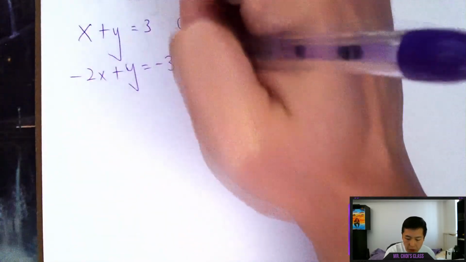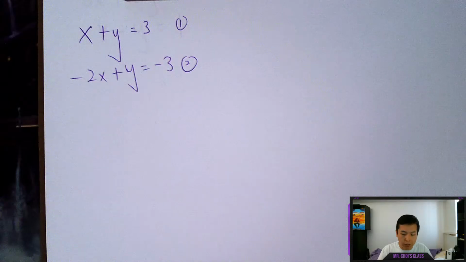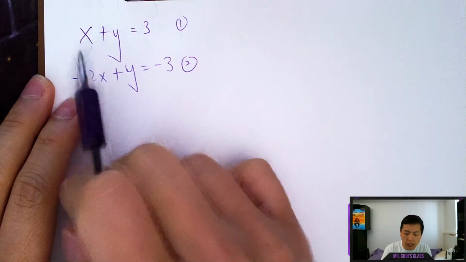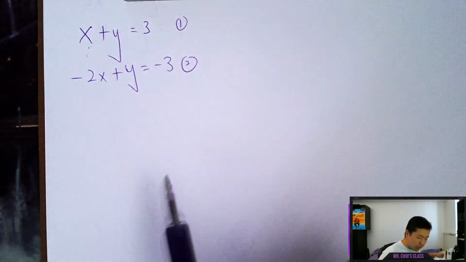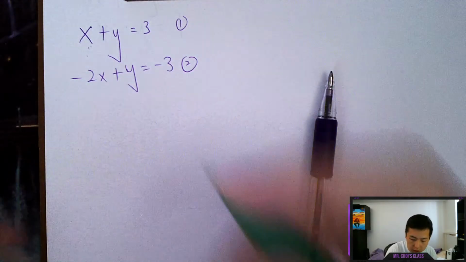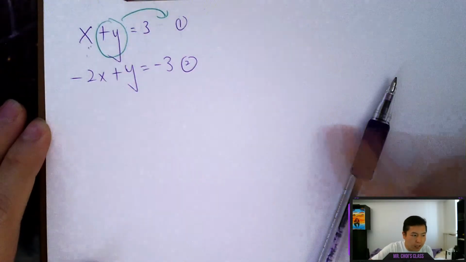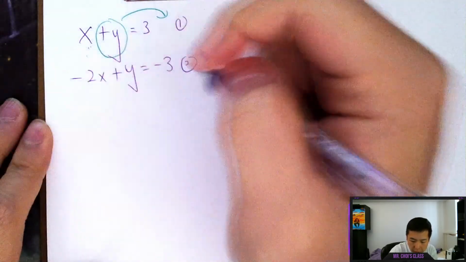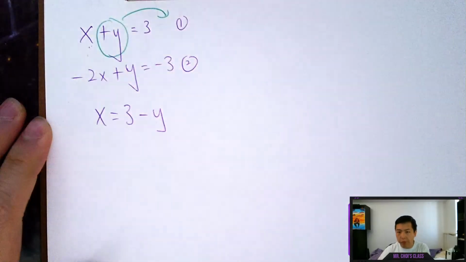If you call this equation 1 and equation 2, we have many choices we can make. It doesn't matter which one we do. I would go for equation 1 because that looks much simpler. Let's isolate for x. We're going to take the plus y and move it to the other side. That's going to get us isolating for our x variable. So that's going to give me x is equal to 3 minus y.